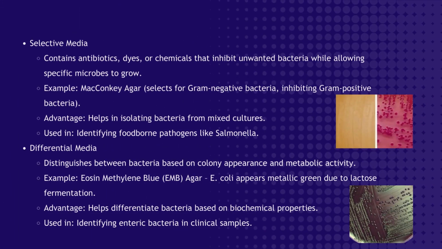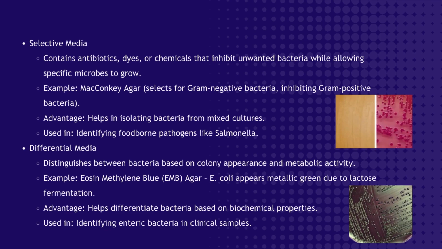Differential media distinguishes between bacteria based on colony appearance and metabolic activity. Example: eosin methylene blue, EMB, agar, E. coli appears metallic green due to lactose fermentation. Advantage: helps differentiate bacteria based on biochemical properties. Used in identifying enteric bacteria in clinical samples.